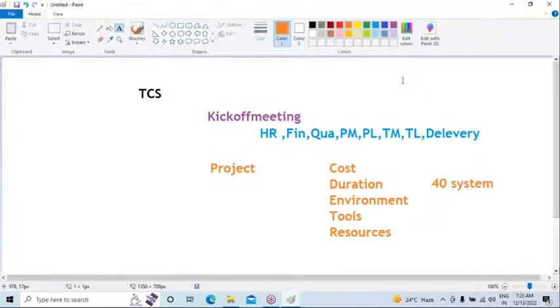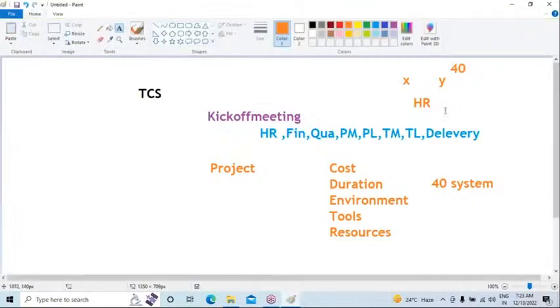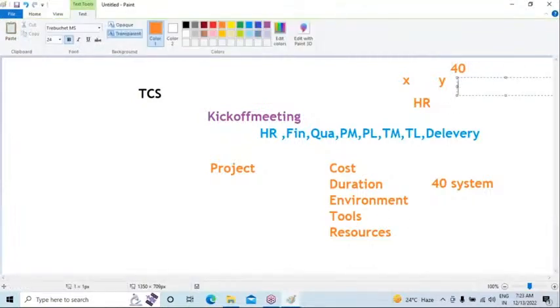Now TCS will have two locations, like X and Y location. The HR people will come to know where the 40 systems are available. For example, if 40 systems are available in Y location, then they will move the project to this location. Like that, they need to discuss and decide who will take care of the project.